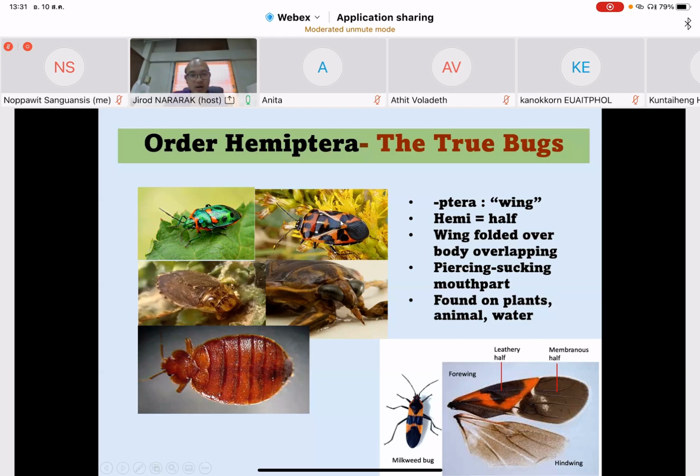And another characteristic you can see here is that they have a triangle-shaped scutellum. You can see it here. This is the characteristic of the Hemiptera.